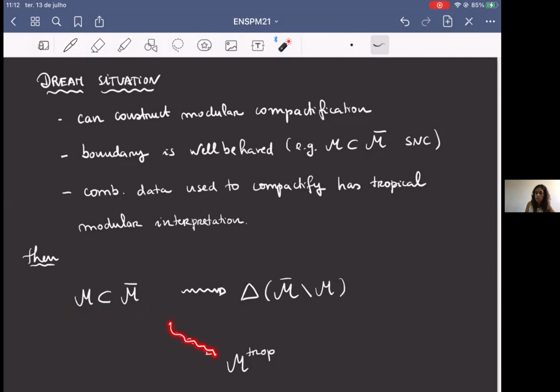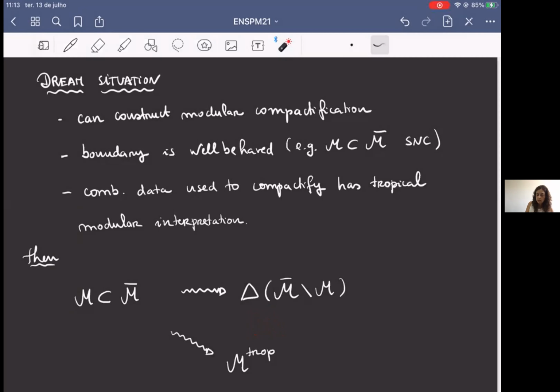And if you have a nice way to describe the degenerations of your compactification, then you can construct a tropicalization map. This tropicalization map lives in a certain category and gives you a map from some space to the tropical moduli space. So what one can hope in the end is that these two will be isomorphic.